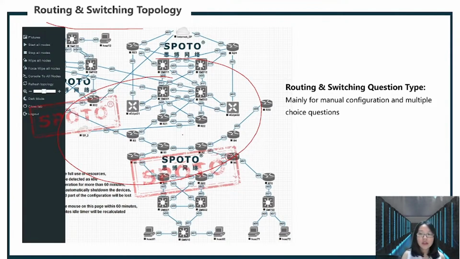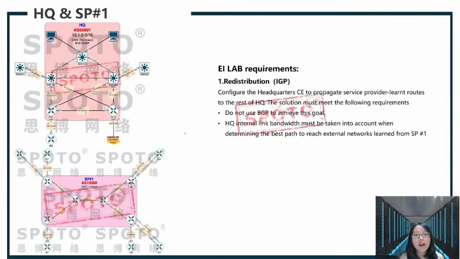We continue to show the remaining routing and switching requirements of the new version.